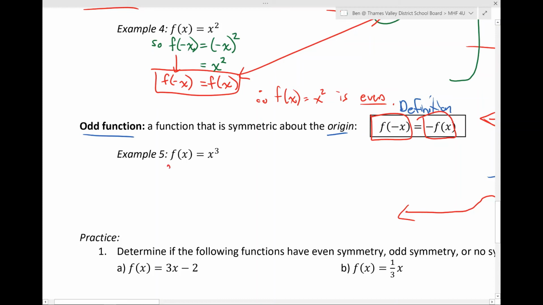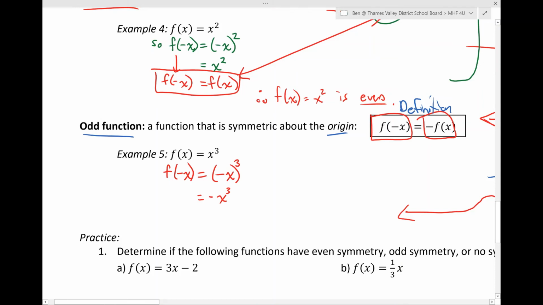So we'll start off with f at negative x. f at negative x equals negative x cubed, where we're substituting in negative x for x. A negative number, all cubed, would just equal the negative of the number cubed, where the negative sign can come outside the brackets.